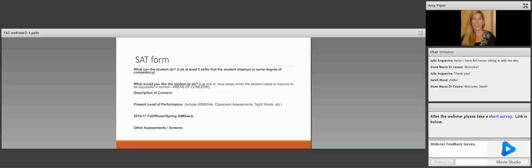Before the meeting, the teacher fills out this portion. What can a student do? We always like to start with a positive. So we have the teacher fill out at least 3 skills that the student does well. What can they do well? And then we have the teacher indicate at least one area of concern. What do they need to improve? They describe it, and then we ask them to use data to show those present levels of performance.